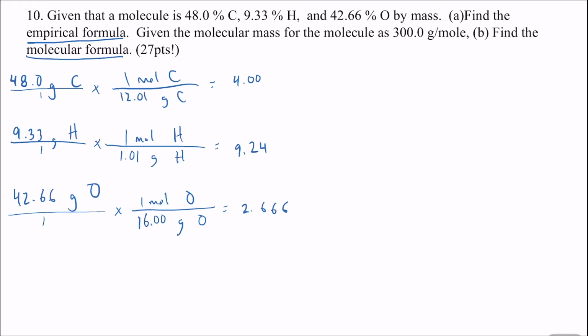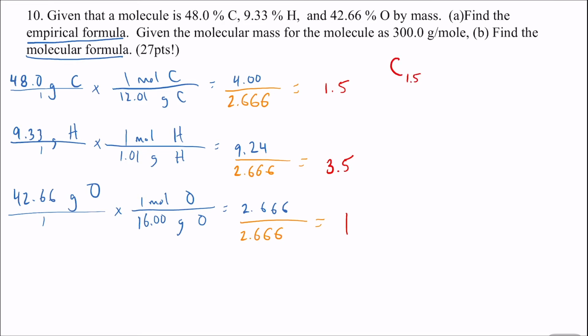And now we're going to convert these to moles. Okay, so when we do this division, we get these numbers, and these are the moles for each of them. And then we divide by the smallest number. In this case, it's 2.666. All right, and that should give us carbon about 1.5. Hydrogen looks like it's close to 3.5. It's a little lower, but that's okay. We're going to have to round it to something that we can multiply it by. And then oxygen is going to be 1. Okay. So what this actually means is now you have C 1.5, H 3.5, and then O.